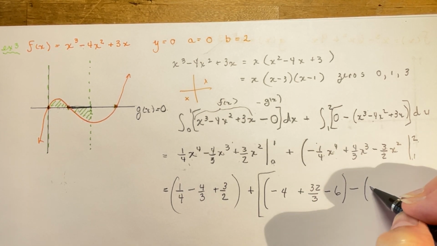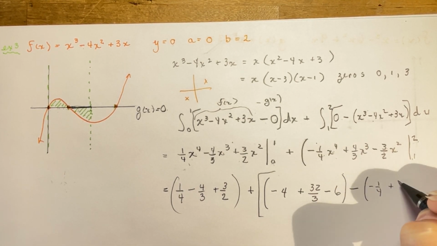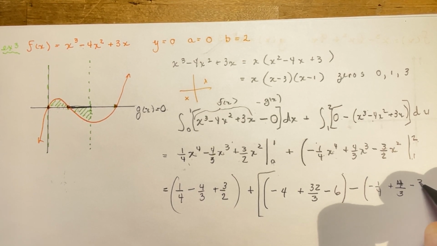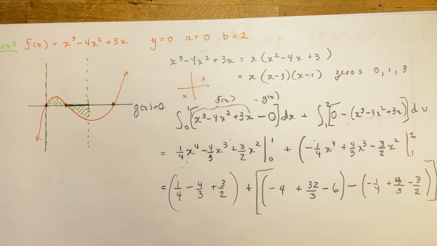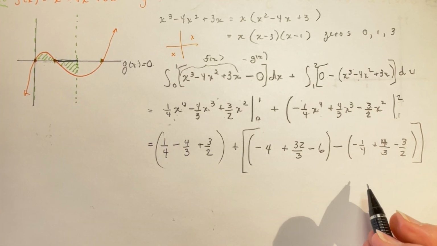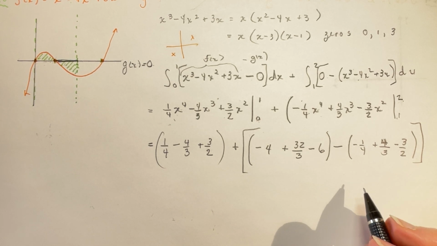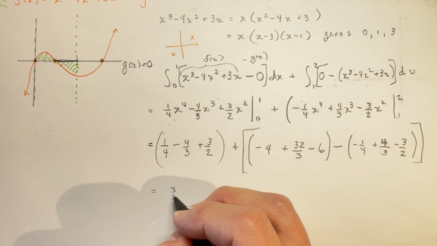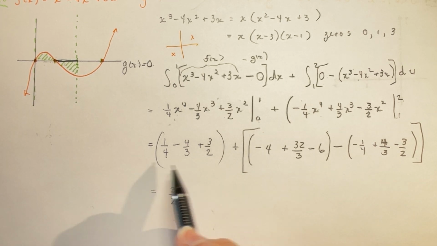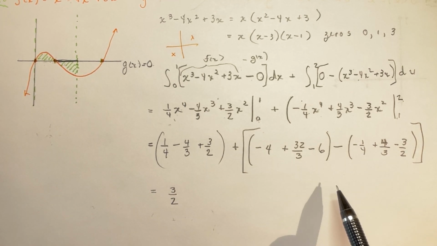Put in the 1, so I have minus 1/4 plus 4/3, 4/3 minus 3/2. Okay, and again, I'm not going to do all this basic calculation. You're going to end up with 3 over 2, believe it or not. You're going to have to find a common denominator, and yeah.